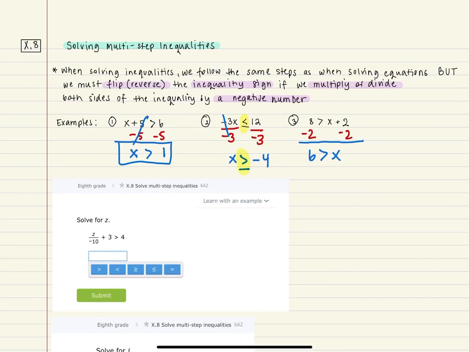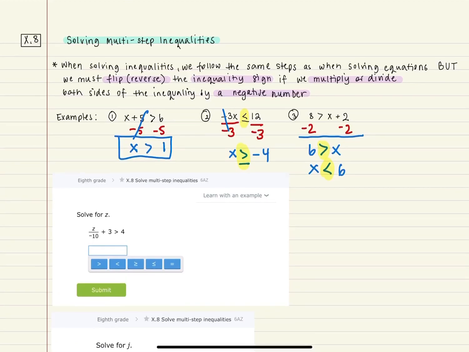Now, I personally always ask my students to write the answer so that the variable is on the left-hand side because it's easier to graph, and also it just makes more sense when asking the question, what is x? If I ask you what is x, you want to answer x is greater than or x is less than some number instead of saying 6 is greater than x. So in this case we are going to flip the entire inequality, and if you flip the entire inequality, then you also have to flip the sign. So this was greater than, it becomes less than. So 6 greater than x means the same thing as x is less than 6.